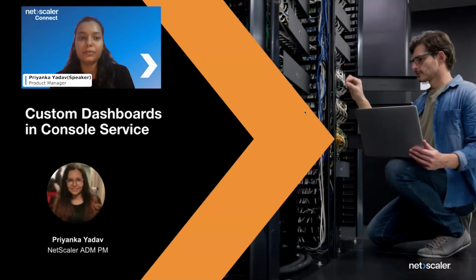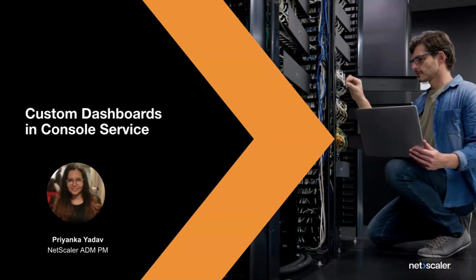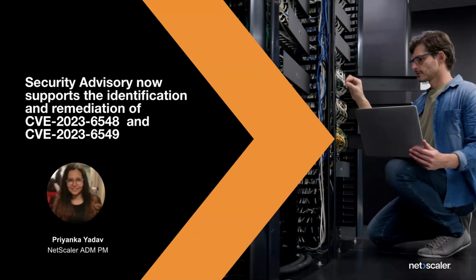I am part of the product management team, and today I'm going to give you a quick update on the new feature that was released. Before that, I'd like to give you an update on the CVEs that were released in the month of January, on the 16th of January. So we had two CVEs that were released, and let me talk about how you can use the console security advisory feature to automatically identify and remediate these CVEs.